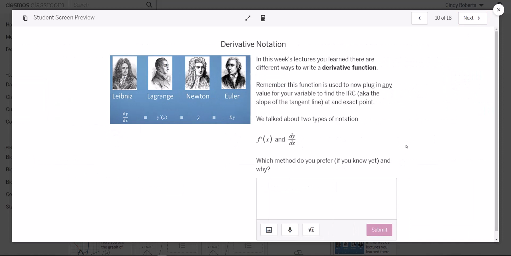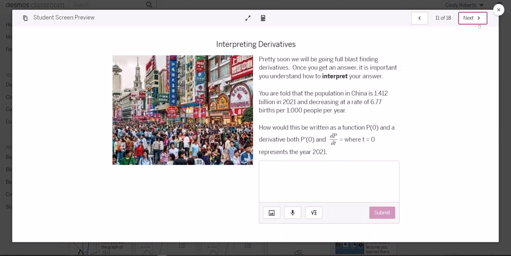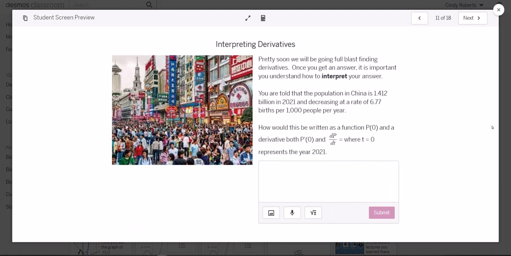All right, so I talked in the lecture about the difference between the f prime notation and the dy dx Leibniz notation. And so tell me which method you prefer, if you even know yet, and why. And so pretty soon we're going to be going full blast with the derivatives. You'll probably like this week because this week is mainly just interpretation, not a lot of math there.